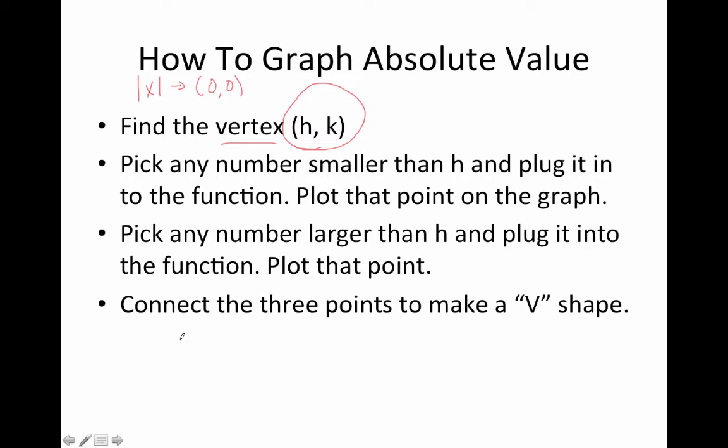So once you pull out that h and k, you know where your starting point is, that vertex point. So we'll plot that almost immediately. The next thing we'll do is pick any number smaller than h and stick it in the function and get a y value back. We'll then take that point and plot it on our graph. We'll do the same thing for a number larger than h. We'll pick it, plug it into the function, and plot it. Now we'll have 3 points, and those 3 points we can connect and make a V shape. So let me show you how that's done in practice here.